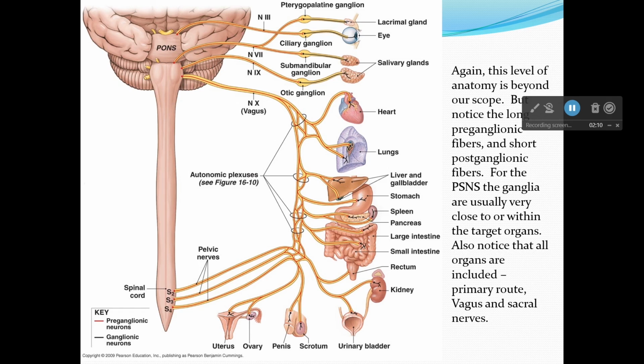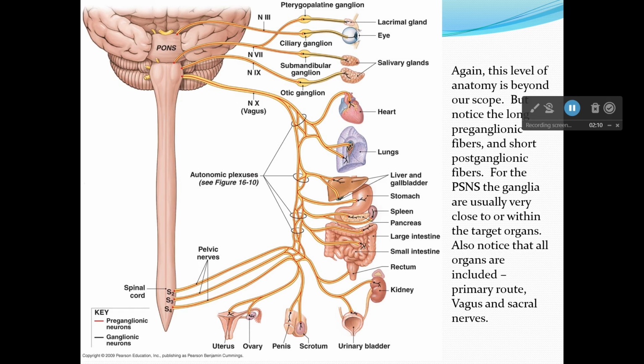You can also see that most of the parasympathetic innervation that goes to the organs that we talk most about is all traveling through one cranial nerve. That's the vagus nerve, cranial nerve number 10. The primary parasympathetic carrier is the vagus nerve.